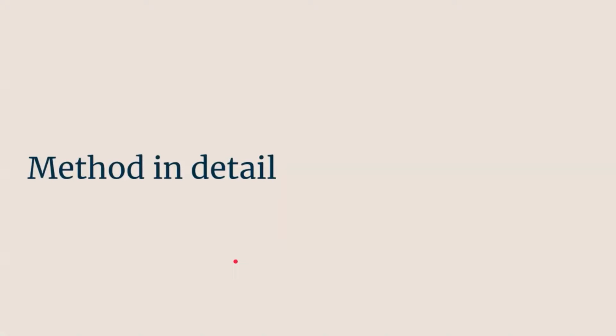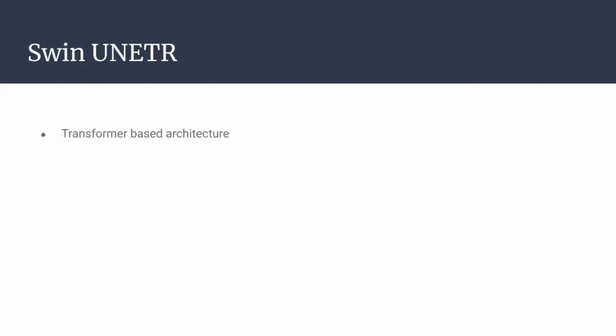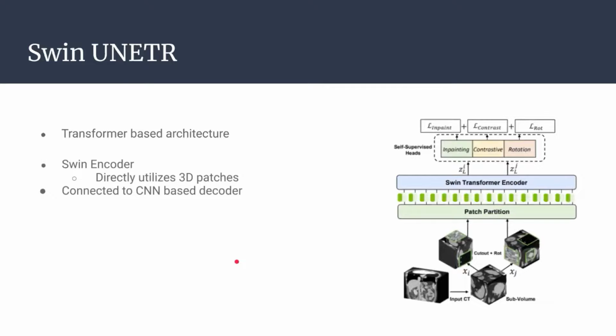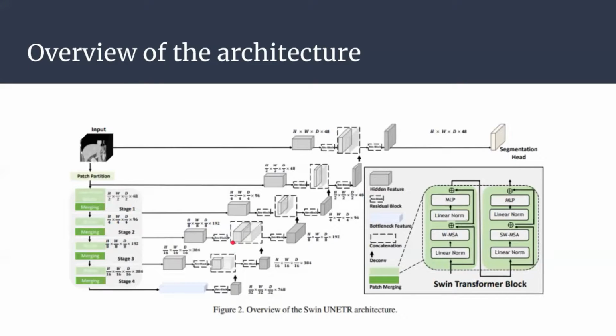Now we talk about the method in detail. This is a transformer-based architecture. It has a Swin encoder that directly utilizes 3D patches, connected to a CNN-based decoder. This is the overview of the architecture. We see that it has 4 layers. Each layer has 2 transformer blocks, so we have eight altogether. They take in patches, and as in Swin, they reduce the resolution, and then finally we have a segmentation head.